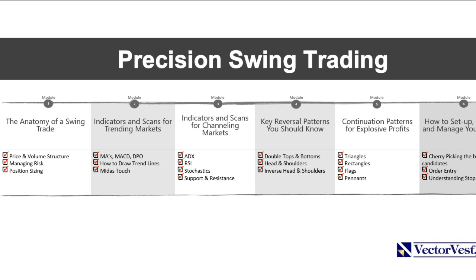For example, if you've ever tried to use the MACD or moving average crossovers in a neutral, non-trending market, you know it's very difficult and you don't make much money. It doesn't produce many winning trades. So we're going to teach you how to apply indicators like moving averages and MACD and DPO. Steve does a great job also in teaching you how to draw trend lines and how to adjust trend lines, how to accelerate trend lines, okay? And then he teaches you about the Midas touch as well, okay?